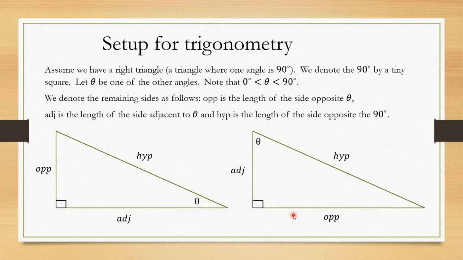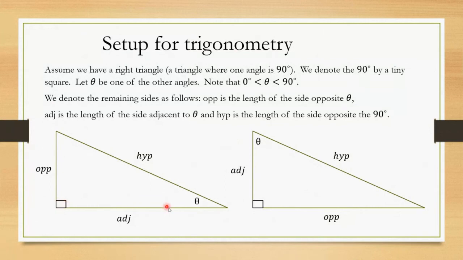Okay. So basically here, what's going to happen is this. We're going to have a right triangle. That's what we have here, a right triangle. And again, that's a triangle where one of the angles is 90 degrees. Now, generally, we denote the actual 90 degree angle by this little square. So this angle here is the 90 degree one.